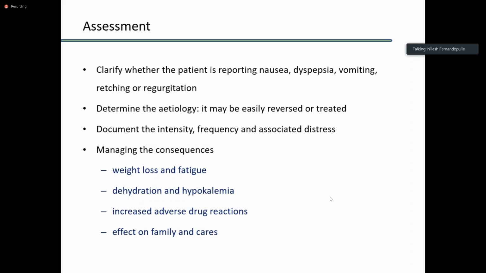And then try to see what the consequences of this are. Do they have weight loss? Do they have fatigue? Are they dehydrated? Do they have electrolyte imbalances? Does it affect other drugs? A patient might be vomiting and dehydrated, so the patient can't take other drugs, or dehydration or hypokalemia is affecting other drugs. So will it cause drug interactions? And lastly, you need to, like Dr. Abhinay said, speak to the family and see how it affects the family and the carers.